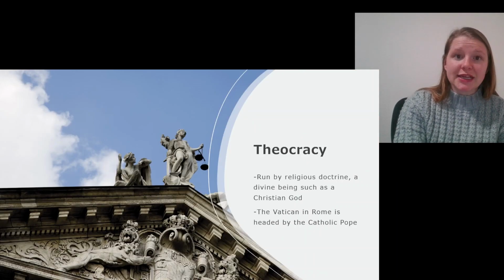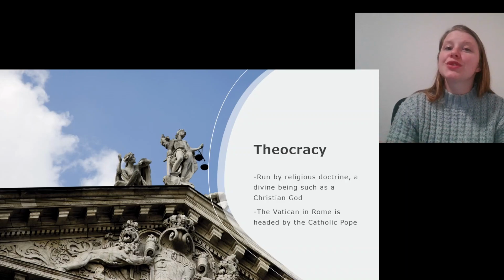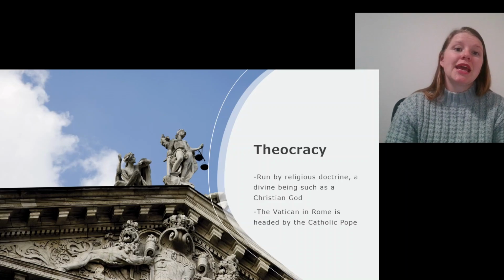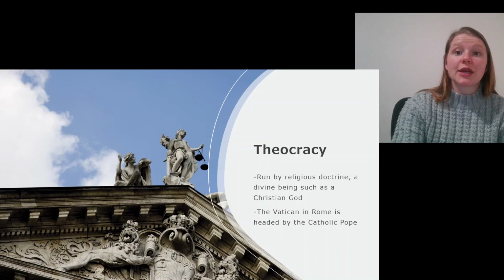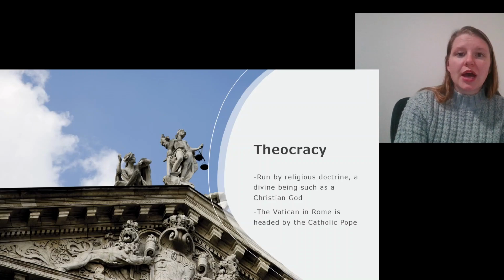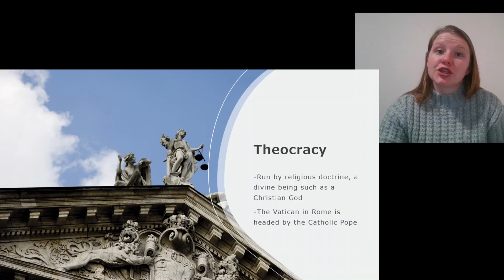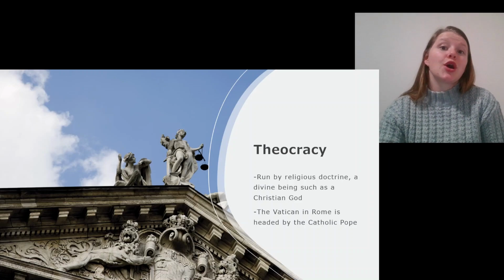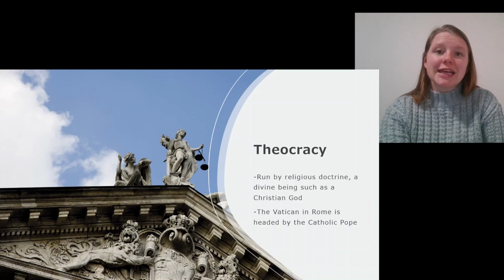A theocracy is run by a religious doctrine. The highest authority in this type of government is a divine being, such as a Christian God. The Vatican in Rome is headed by the Catholic Pope, which is an example of theocracy. Popes are chosen by the College of Cardinals, which is made up of the Church's most senior officials who are appointed by the Pope, and they are usually ordained bishops.